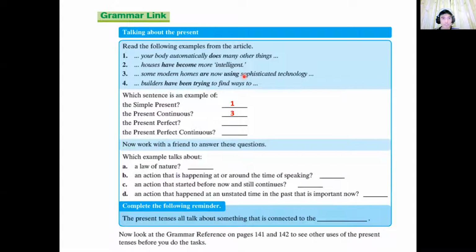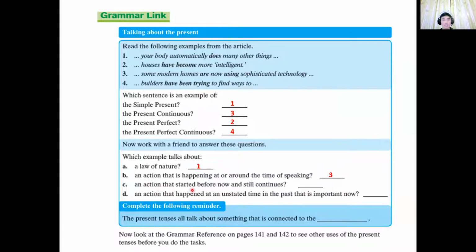Next, which one is the present perfect? Yes, that is number 2. Have become. And next, the present perfect continuous, have been trying. Good. Which example talks about a law of nature? Yes, your body. Yes, that's a law of nature. Next, which is sentence number 1. An action that is happening at or around the time of speaking. Okay, happening around the time of speaking. Number 3. That's right. Some modern homes are now using sophisticated technology.